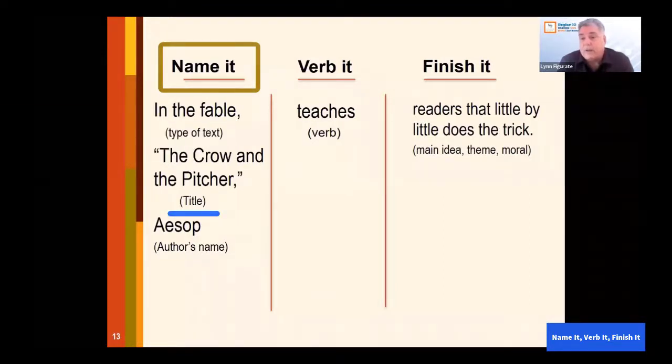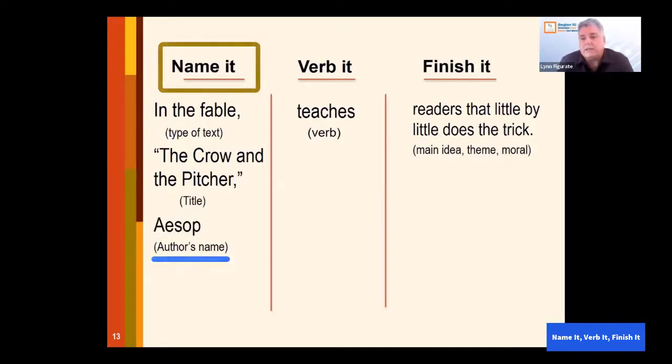Then we have the title of that piece. Here you can see the fable is called The Crow and the Pitcher, and then the author is Aesop. Now, we don't always have an author's name. Many of you know that when you get any kind of writing piece, sometimes there'll be no name on it at all, right? You don't know who the author is. And so we teach the kids just to be able to write the author.